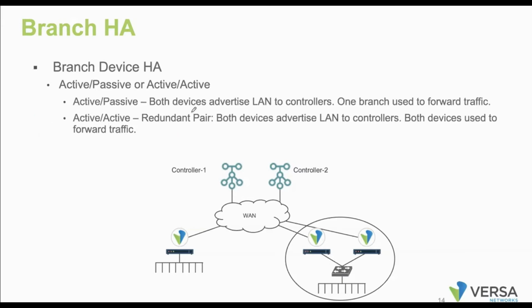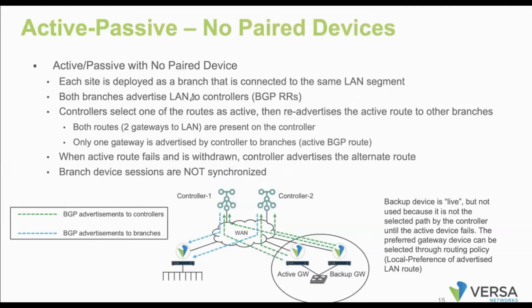Okay. Let's try to understand the active passive HA first. So without a paired device. Okay. What is going to happen here? In the active passive HA, we are going to deploy two gateways or two CPEs here. So we'll be deploying the two CPEs. Both the CPEs will be acting like individual boxes.